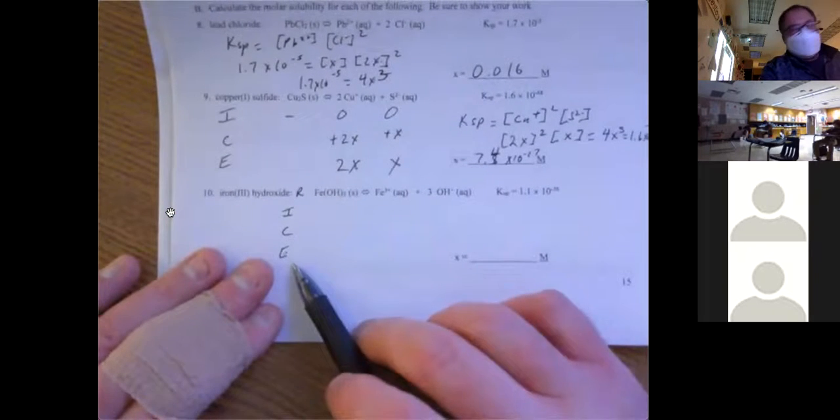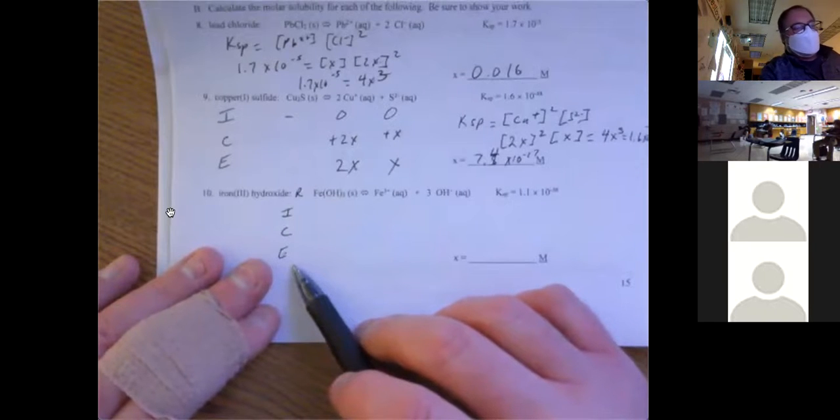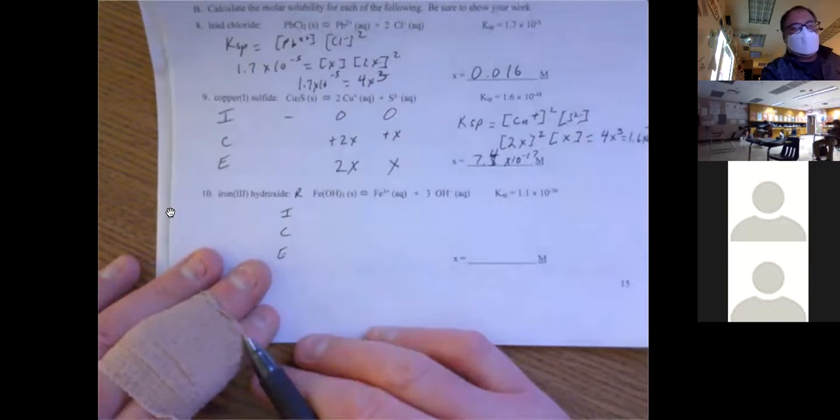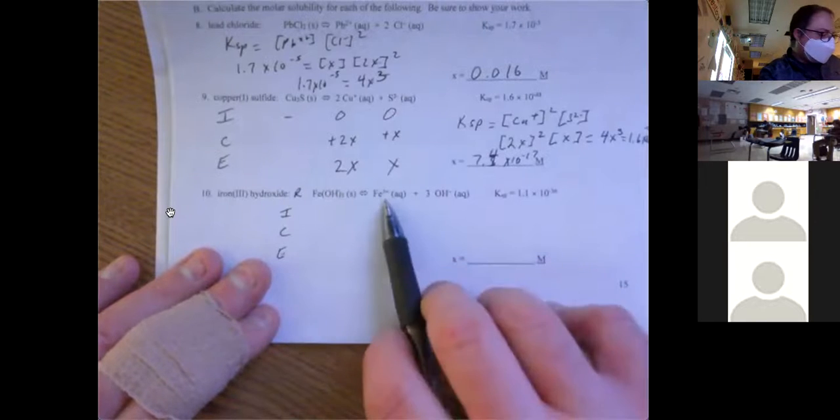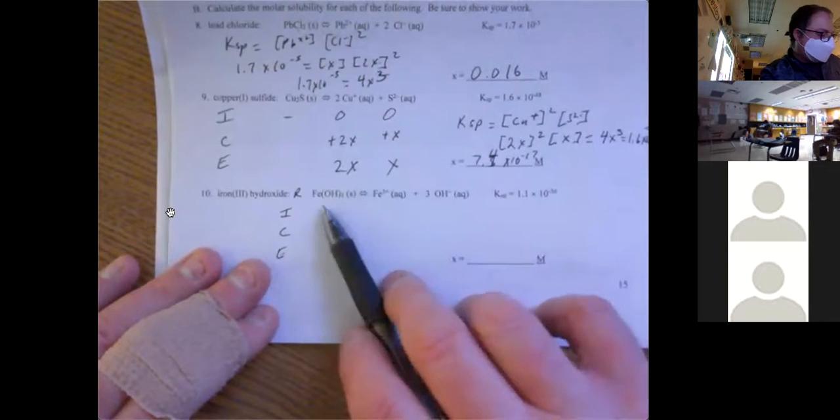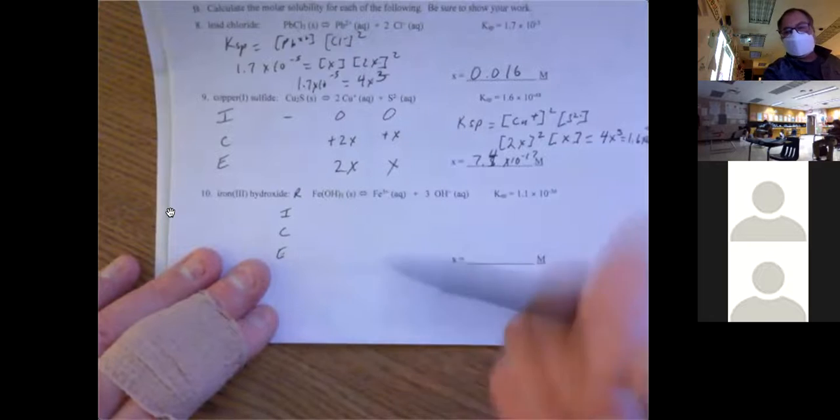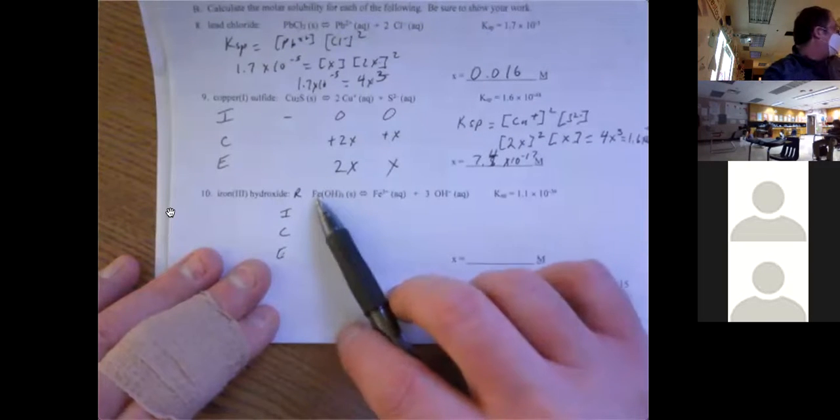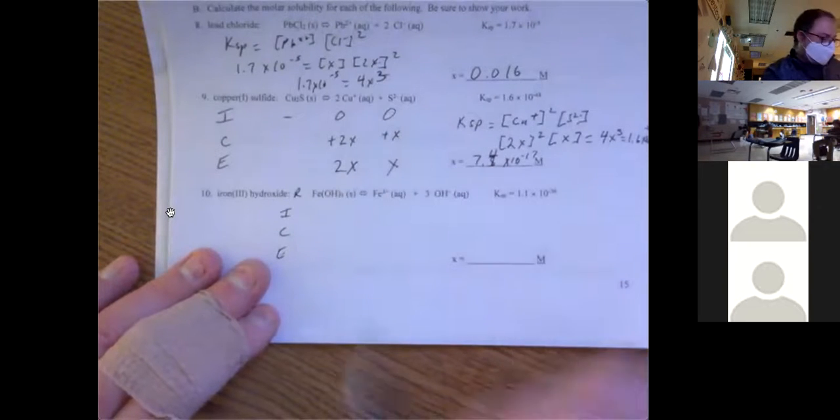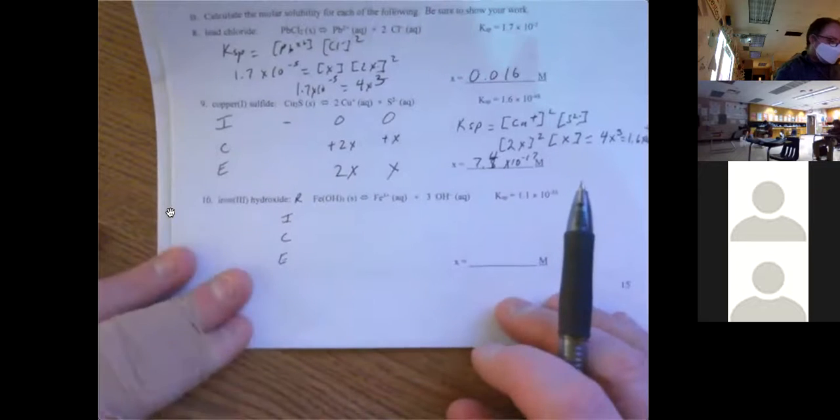And remember, equilibrium is a dynamic, changing system, but the concentrations of everything remain the same. So we call it dynamic equilibrium because it's changing. You don't have the same iron 3 ions sticking out there all the time. Sometimes they attach to an OH and make the solid compound. Sometimes the iron is pulled off and pulled into solution. That's that dynamic ability. But at equilibrium, the concentrations are the same.